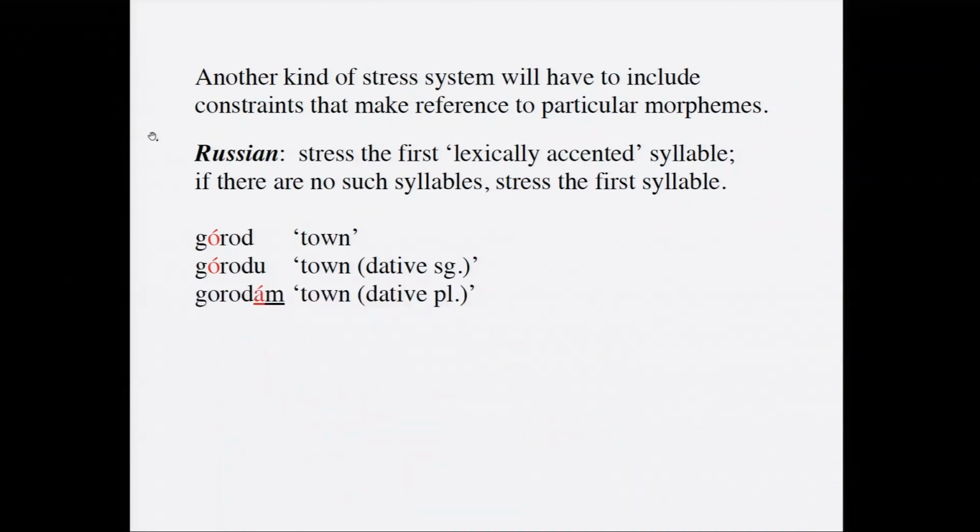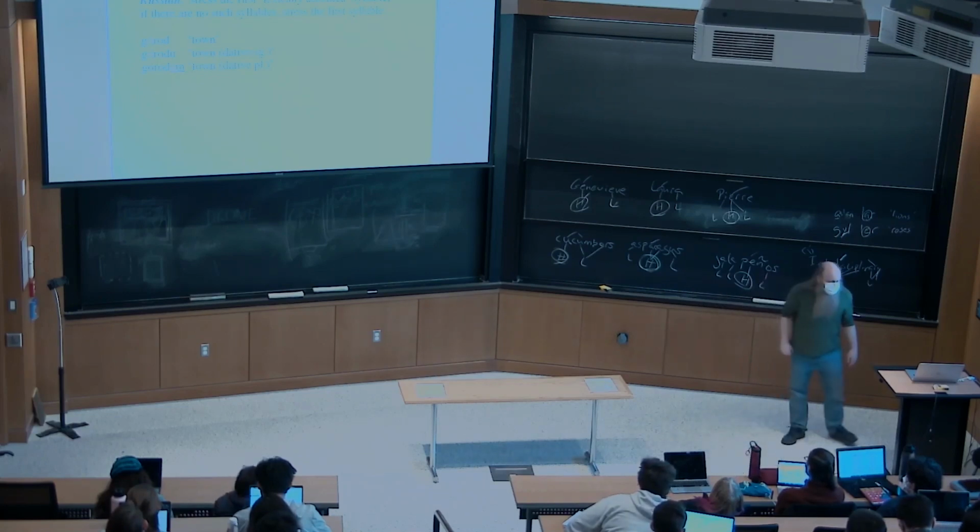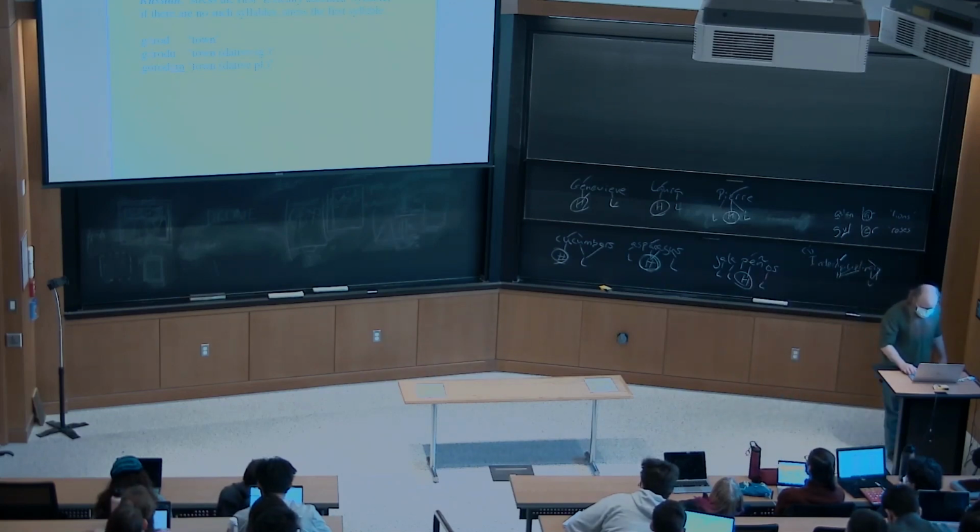But the dative plural suffix, putting it in a different form, is a lexically accented suffix. It does require stress. And so stress shifts to that particular suffix. So you get initial stress because there's no lexical accent in gorod and gorodu. But if you add the dative plural suffix, you get garadam, with the stress shifting to the end, because this is a suffix that demands stress. There are also nouns that want stress on a particular syllable.